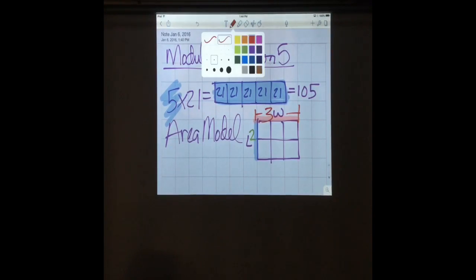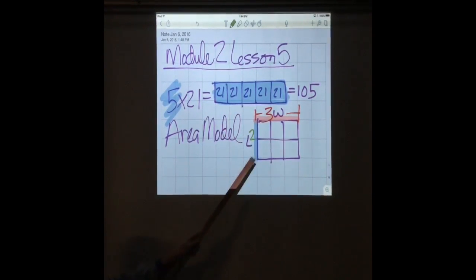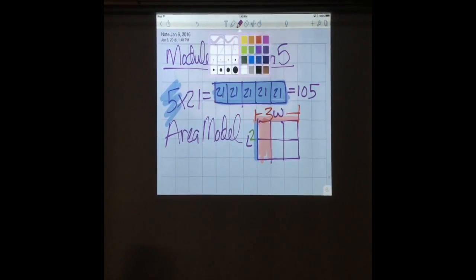Now, how many boxes do I have going vertically? I've got 1, 2, it's the length, right? So I have 2 boxes. Now, we could do it a couple of ways, couldn't we? What could we do? Well, we could say, I've got these 2 boxes here, right? And I'll change my colors so you can see the pattern.